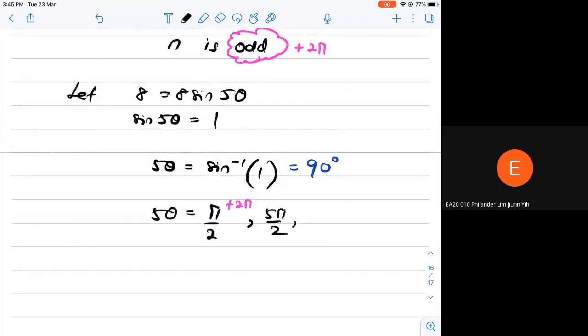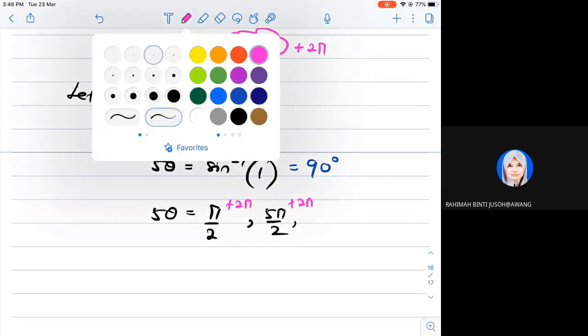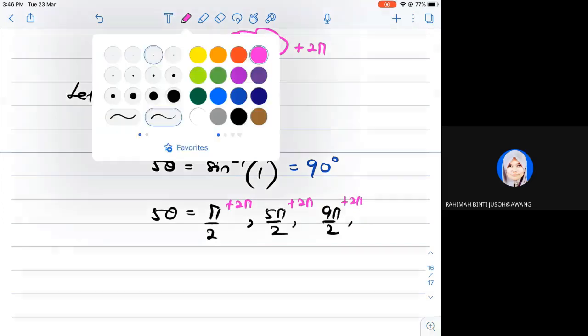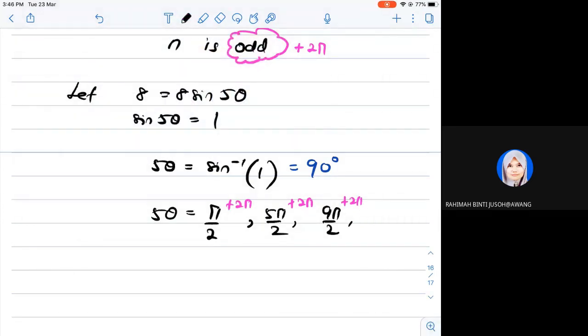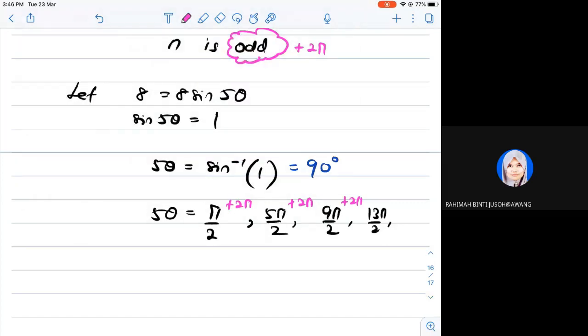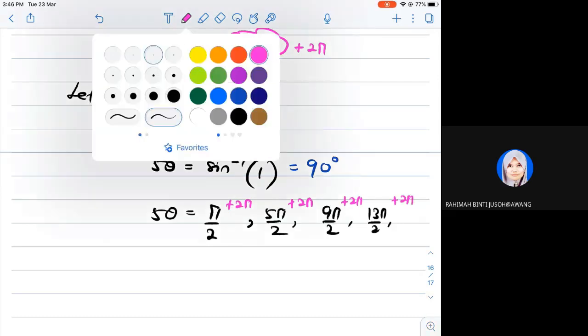Kan? Yes, madam. Lepas tu tambah lagi 2 pi, sebab sampai cukup 5 lah. Sebab kita punya kelopak ada 5. So kalau tambah lagi 2 pi jadi 9 pi over 2. Tambah lagi 2 pi, so akan dapat 9 tambah 4, 13 pi over 2. Last kali, sebab dia nak 5 kan. So 1, 2, 3, 4, 5. Tambah lagi 2 pi, you akan dapat 17 pi over 2.